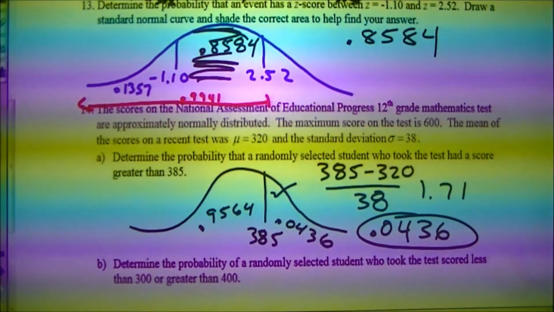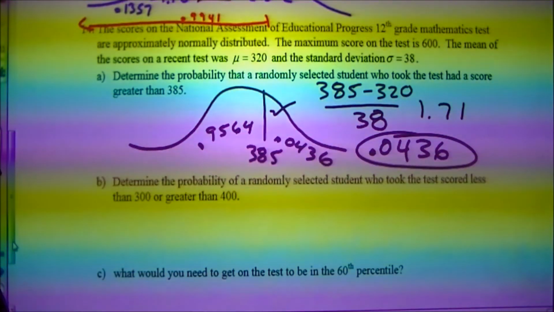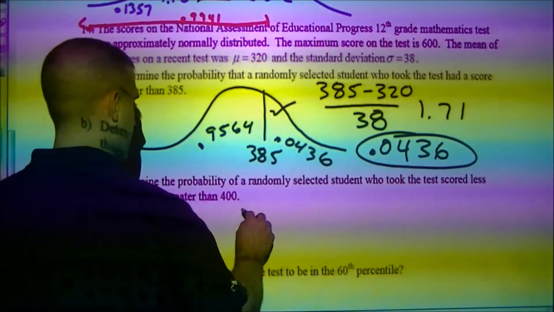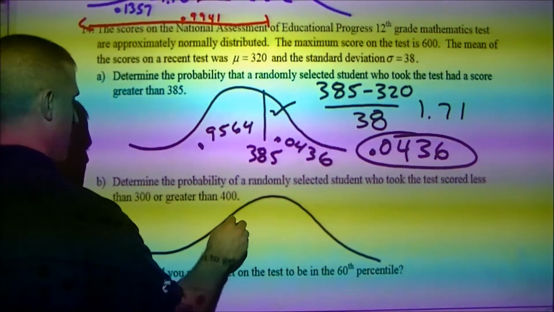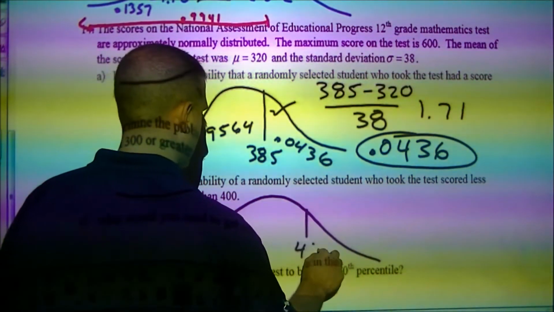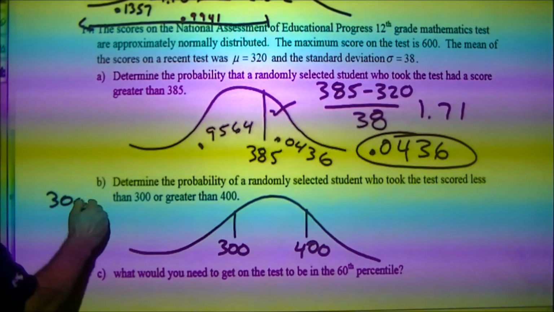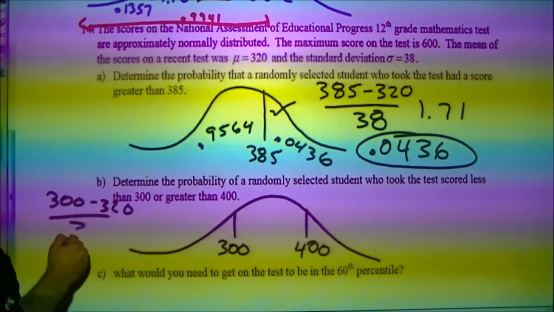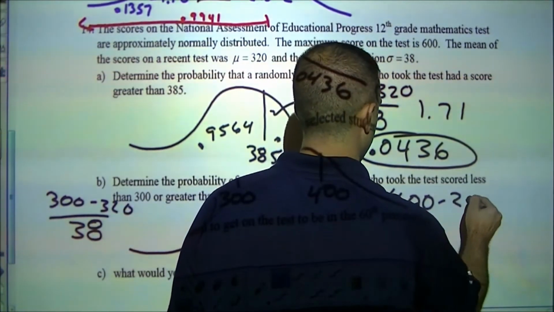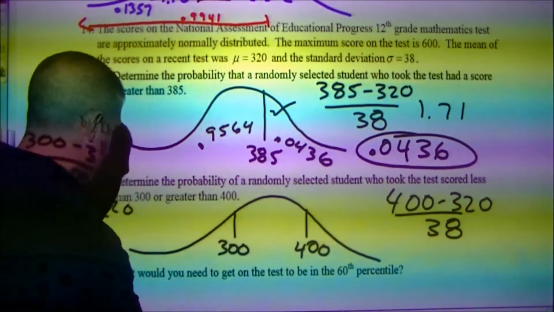Determine the probability a random student scored less than 300 or greater than 400. This can be a little bit tricky, because I want to find both z-scores. So 300 minus 320 divided by 38, and over here 400 minus 320 divided by 38.